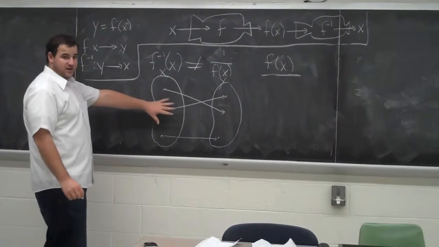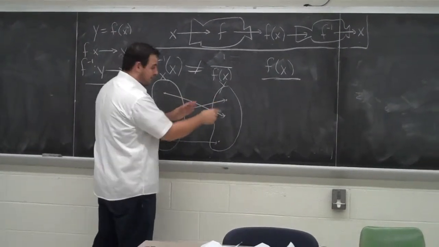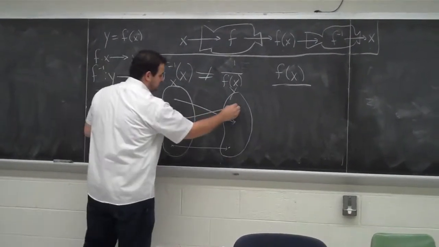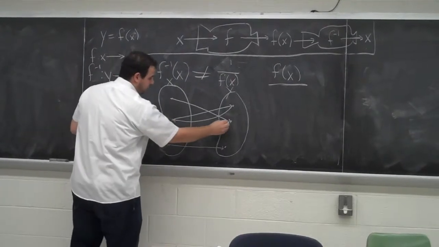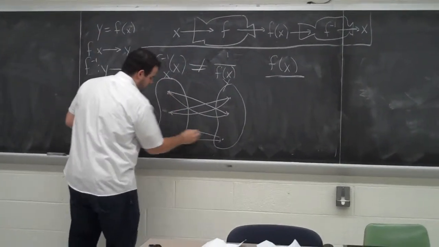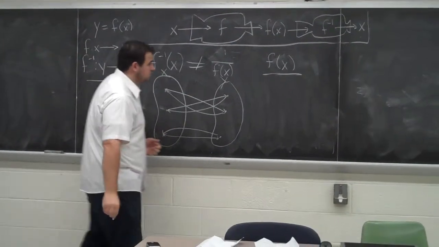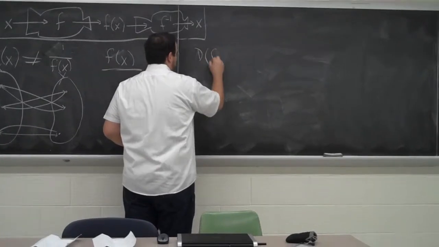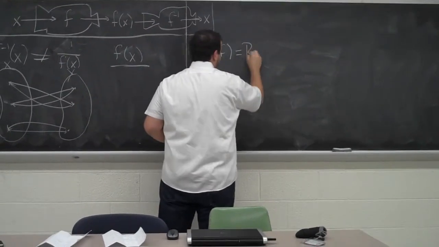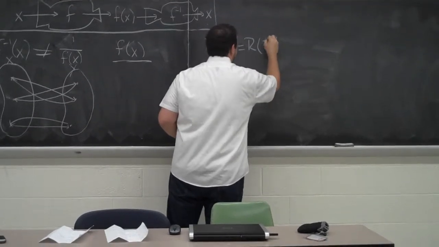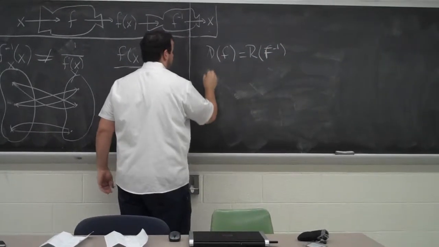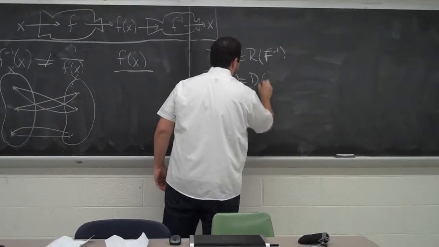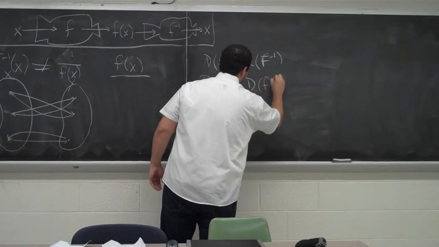So, if this is what f of x might look like, taking us from x to y, then like I was saying, f inverse is going to take us in the opposite direction. So instead, it's going to take us from this point to this point, from here to here, and from here to here. What that means is that the domain of f of x is equal to the range of f inverse of x, and the range of f is equal to the domain of f inverse.